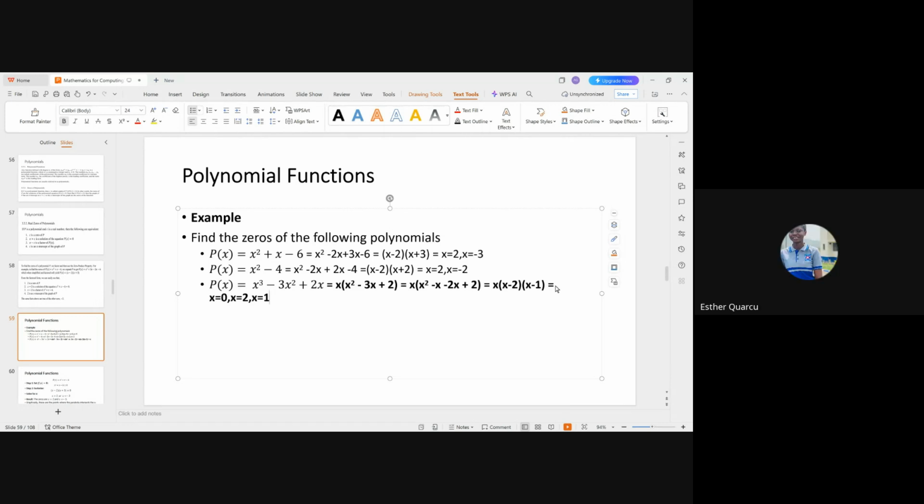So you divide through by what is in the big bracket, then x will be equal to 0. Then when you take x minus 2, you're going to get x equals 2. And when you take x minus 1, x is going to be plus 1. So those are your zeros.